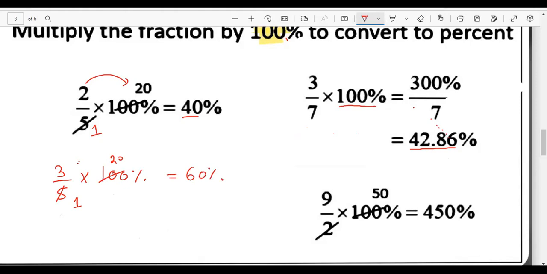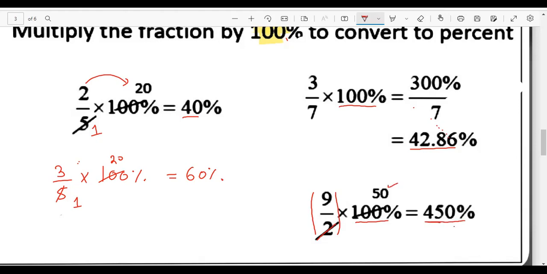Okay. Similarly, if 9 by 2 is your fraction and you are interested in converting it to percentage, you need to multiply it by 100%. So again, 2 multiplied by 1 is 2 and 2 multiplied by 50 is 100. So 9 into 5 is 45 and then we had this 0, so 450%.